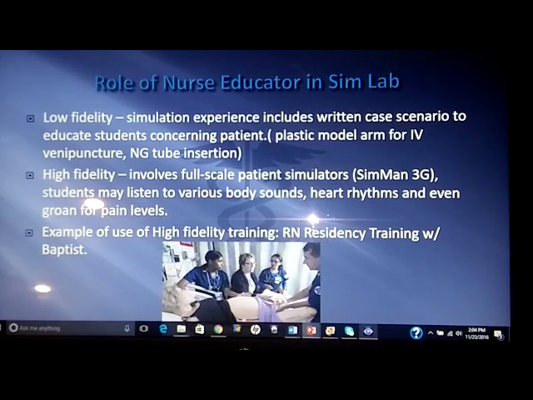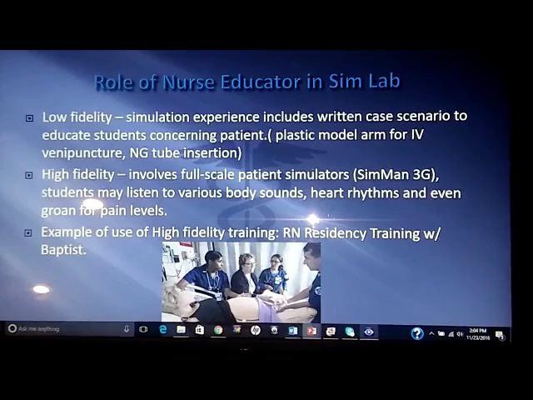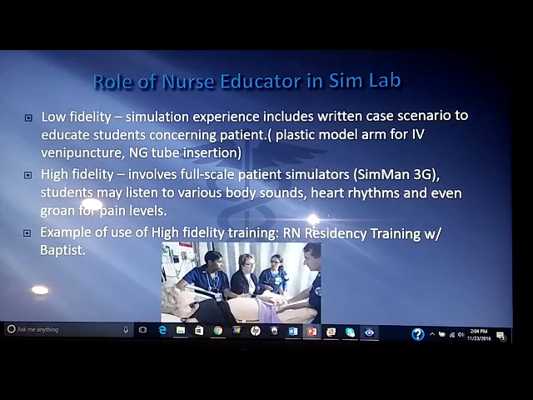So, the role of the nurse educator in the simulation lab: with the low fidelity, like I said, you can have a case scenario where you educate the student concerning the patient. For example, you can place an arm with an IV so they can start a venipuncture. And also we have mannequins in the skills lab for NG tube insertion.